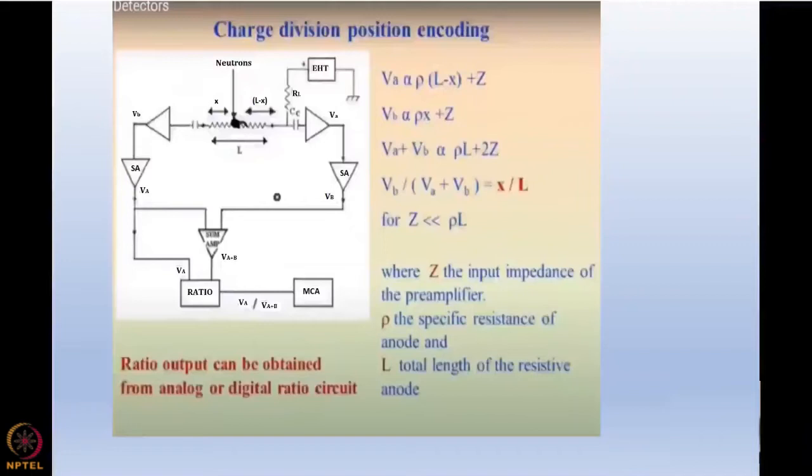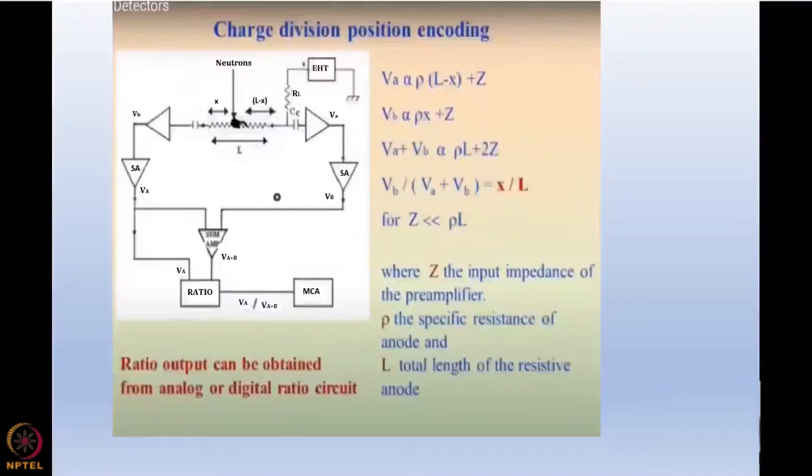And once I can do a ratio, VA upon VA plus VB, or VB upon VA plus VB, this circuit does the job of finding out the position, and then it can send it to a multi-channel analyzer. So the ratio output can be obtained from an analog or digital ratio circuit. We use a digital ratio circuit here. Rho is the specific resistance of the anode wire per unit length, and L is the total length of the resistance. So that is how we figure out where the neutron has struck.